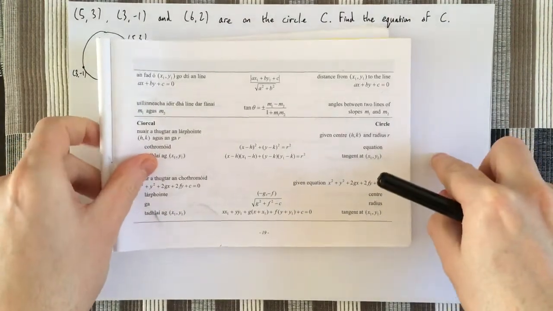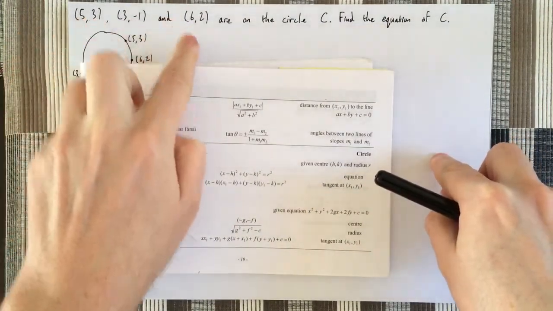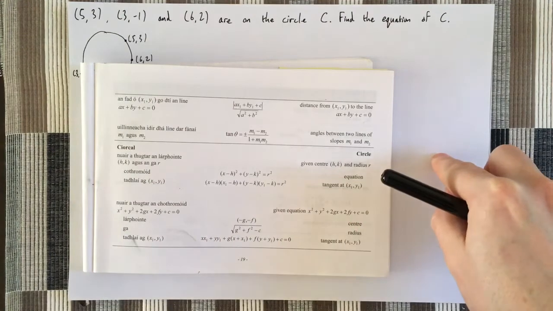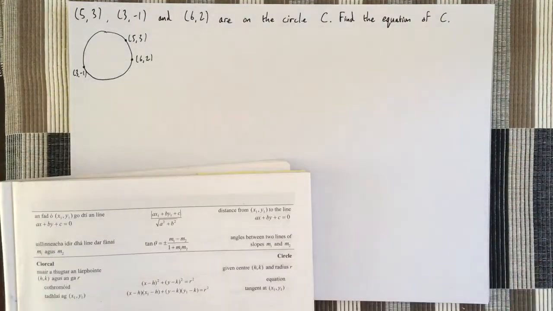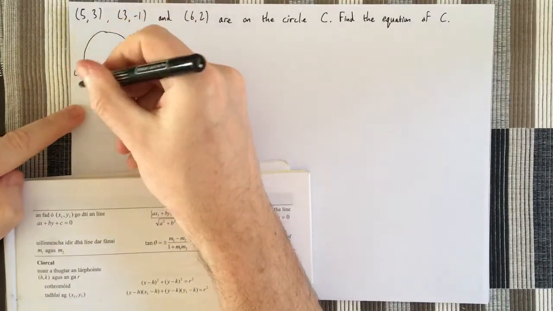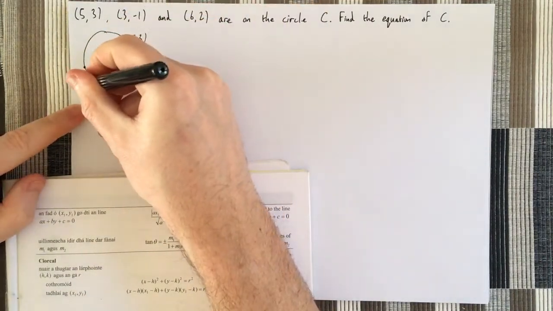Again, what I'm going to do is sub each of these 3 points in here for x, y, and that's going to give me 3 equations. First one, subbing 5, 3 in.